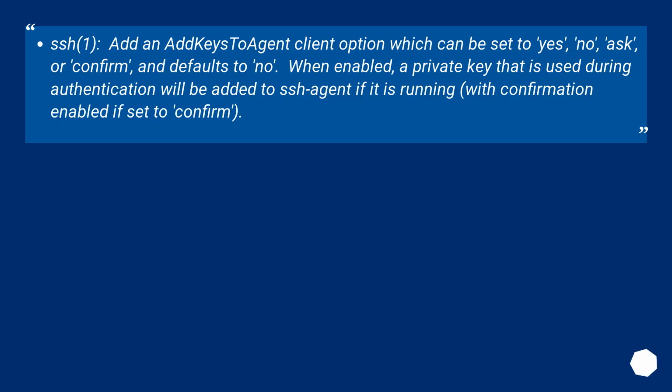ssh(1): add an AddKeysToAgent client option which can be set to yes, no, ask, or confirm, and defaults to no. When enabled, a private key that is used during authentication will be added to ssh-agent if it is running, with confirmation enabled if set to confirm.